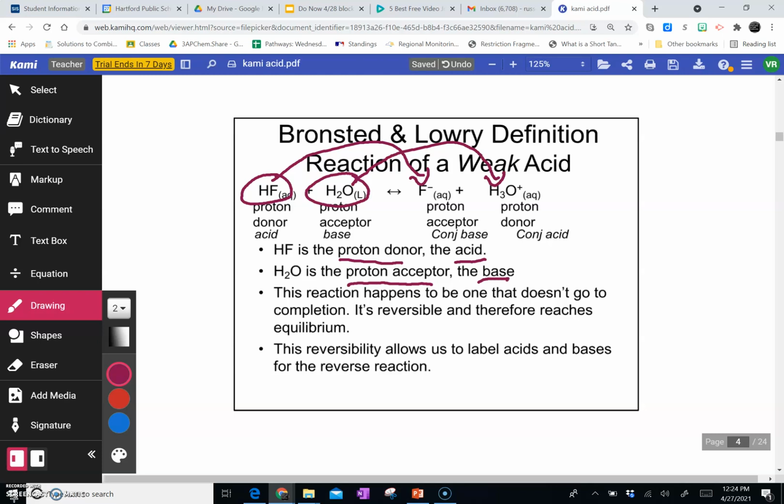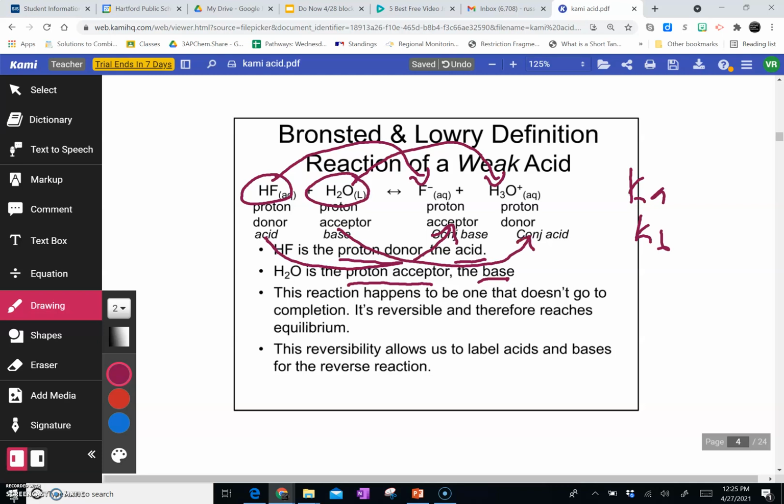Now here's an important point. This reaction is in equilibrium, so that means it's reversible, and that's where the Ka and Kb are going to come in a second. But every acid, what it becomes when it releases H+, has a conjugate base. And every base, when it gains H+, has a conjugate acid.